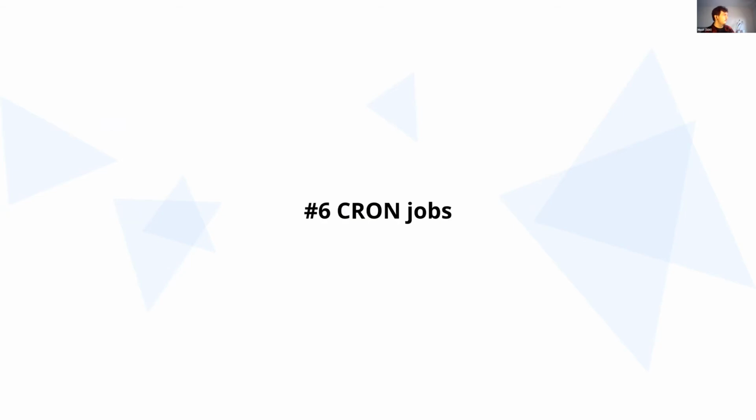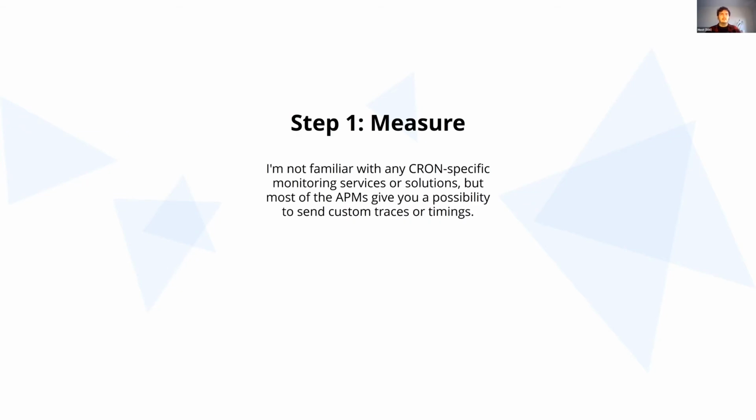Okay, now we have the cron jobs. And these are kind of tricky because as far as I know, there are no cron-specific monitoring services or APMs, but most APMs provide some functionality to define custom metrics. So you can say, okay, this is not an API call, not a database call, not a method call or a publication call, but this is my own trace that I would like my APM system to measure, right? And you can provide some custom information about it. Maybe the name of the cron job, maybe the time when it started and all that stuff.